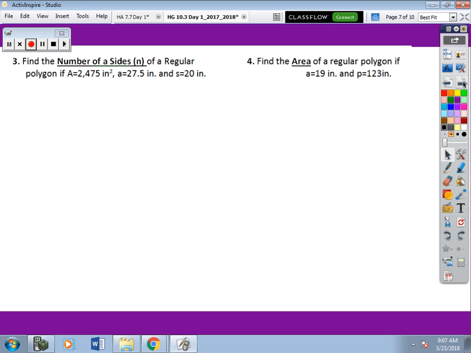All right, next one. Find the number of sides n of a regular polygon given the following information. So since they want me to find out what n is, I would use the formula that has n in it. So 1/2 ans. And I should mention, if you prefer to do ans all over 2 instead of 1/2, that's the same thing. So if you like this better than this, those are the same formulas.